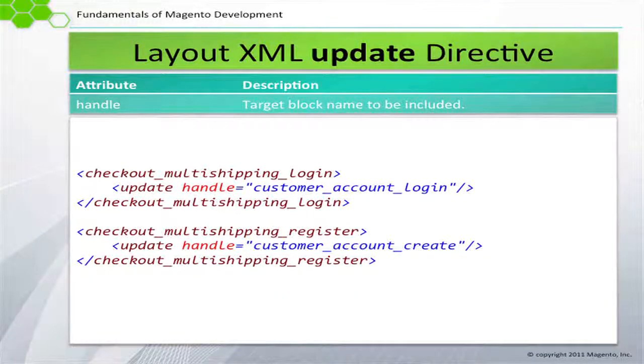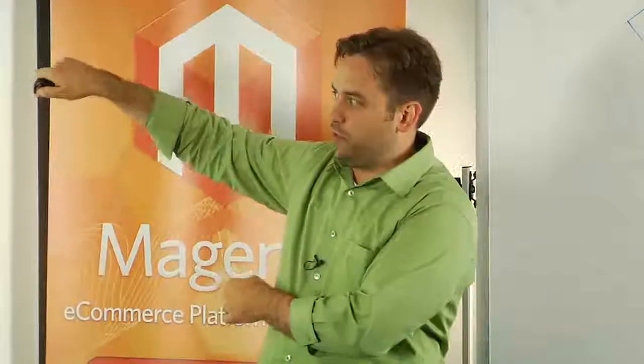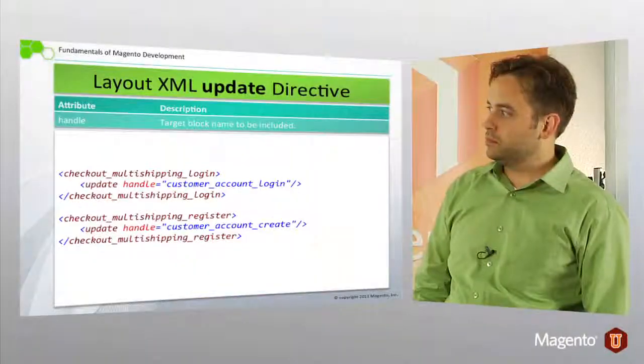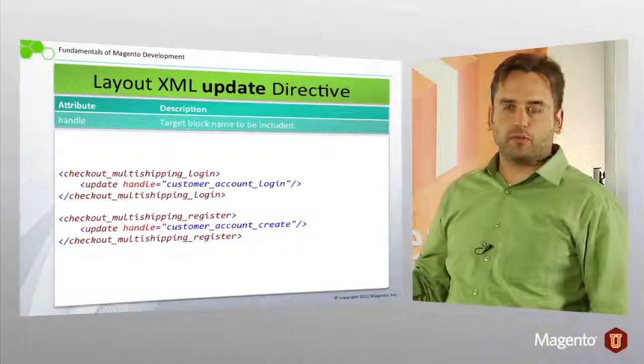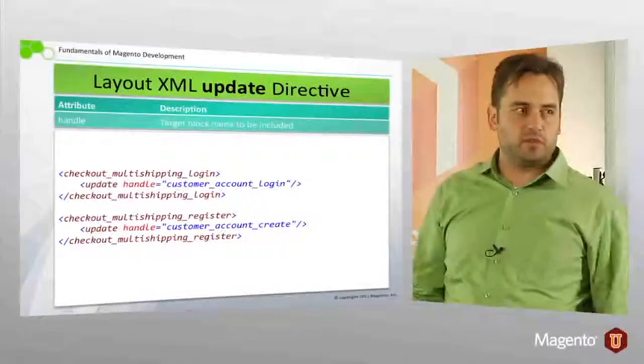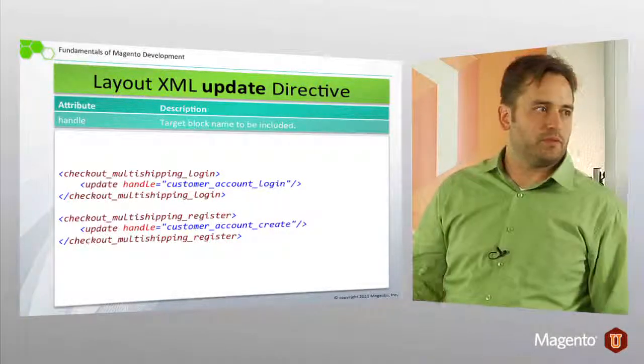The second we do this, we literally are saying to the layout update object, okay, get me all the instructions that you have for customer account login, all those blocks and everything, and just add it in under here. And that way, whatever we do with customer account login in any module will automatically happen for checkout multi-shipping login.